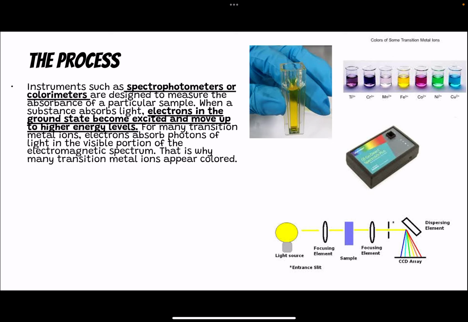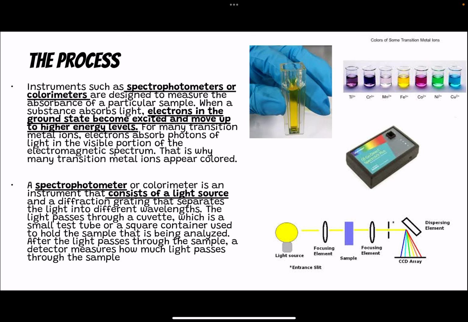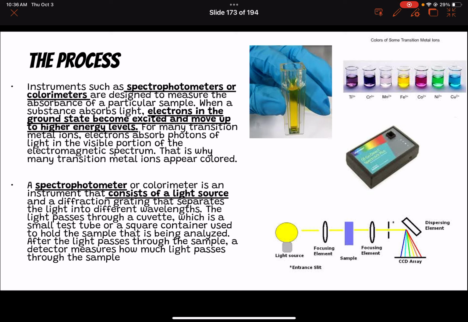All right, so again, when we're looking at absorbing light, electrons in the ground state absorb energy to go to the excited state and move up higher and then release energy, which is the photon. That's how transition metals have different colors, because the transition metals absorb photons that are in the visible portion of the spectrum. Hence these transition metals have these pretty colors. So this colorimeter consists of a light source and a diffraction grating that separates the light into different wavelengths. It's going to pass through a cuvette. This is our cuvette right here. That's going to hold our sample, and the light will pass through it, and it'll tell us the absorbance.